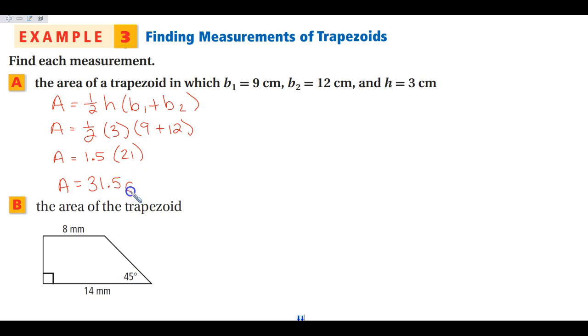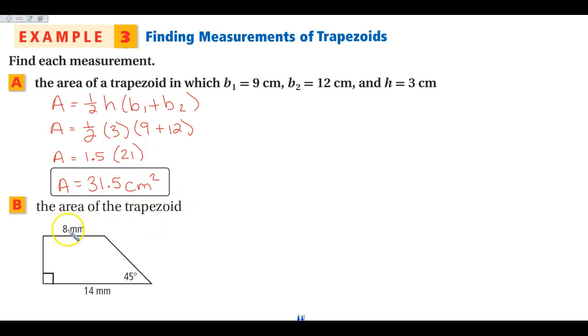And our unit is centimeters, so it is centimeters squared. Please make sure, and it is important all throughout this chapter as we are dealing with a lot of area and perimeter, that you have your units on your answers. Okay? The next one that we're going to look at is the trapezoid.